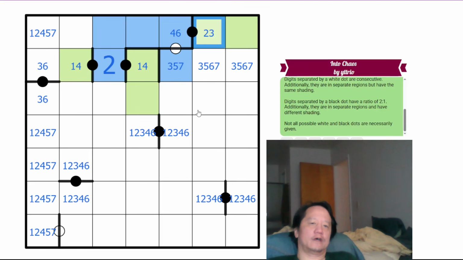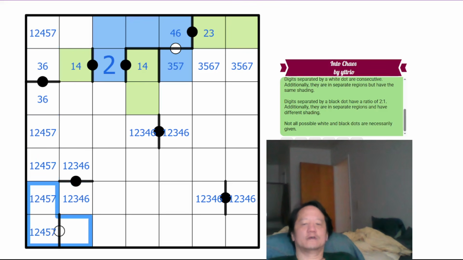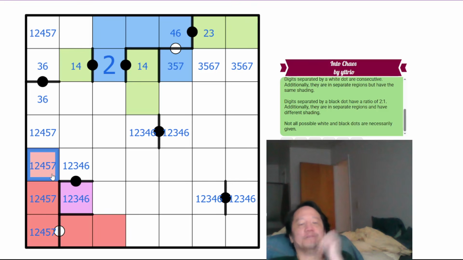What else do we have? These are the same shading. These three must be the same shading, so this has to be a different shading. So we'll mark that as red and we'll mark that as pink. This must go through another region. This has to go orthogonally to fulfill as a region, so these are all red.